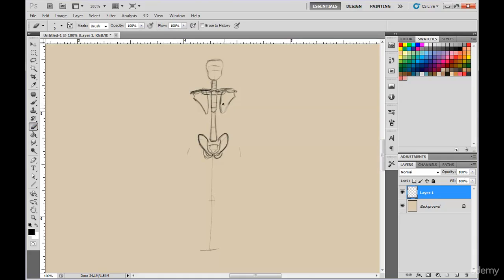I'm just going to kind of fix the shape of this a little bit. I'm kind of a perfectionist sometimes, and some things just irritate me.